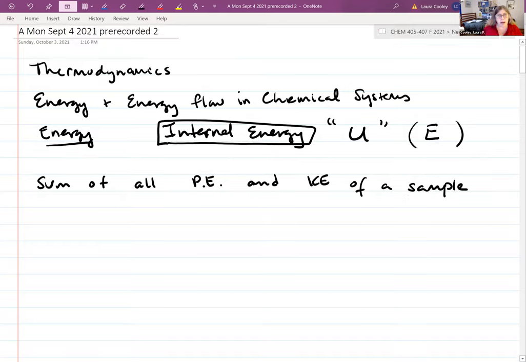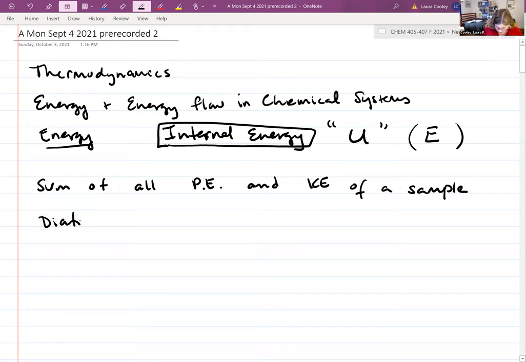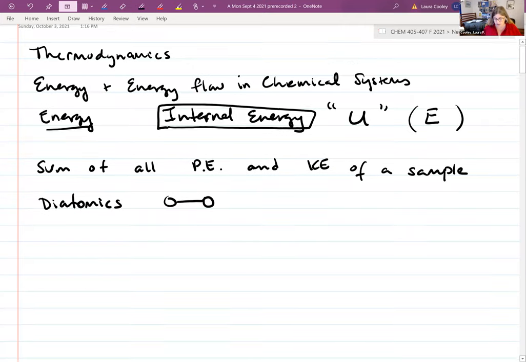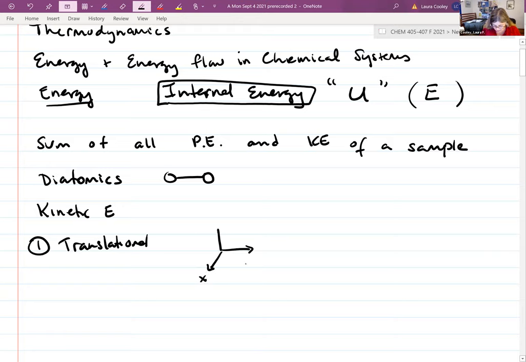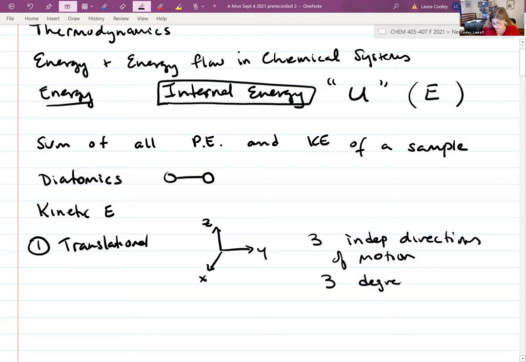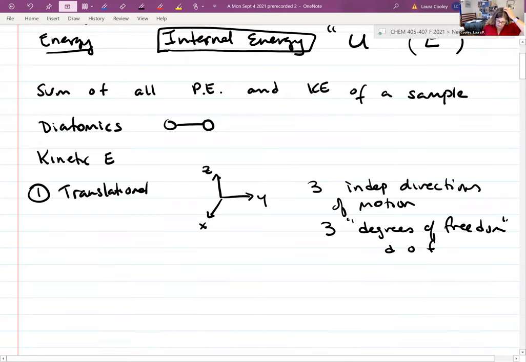And so if we think about molecules, and I'm going to talk about some simple molecules, like diatomic molecules, where you have only two atoms bonded together, we have different types of kinetic energy. And the first type is translational, which is that molecule kind of moving around and translating. It can go in any of three different directions. It could go along the X, Y, or Z direction. So there are three independent directions of motion. We call these 3 degrees of freedom, or DOF, as I like to say. Anyway, so this is 3 different directions. This is translational. It's also called linear motion.